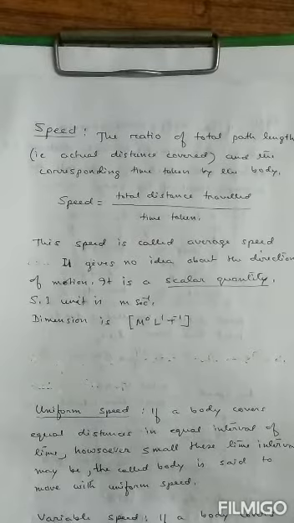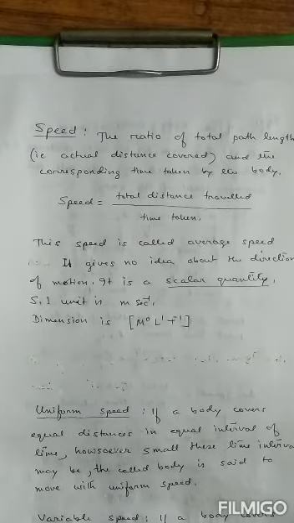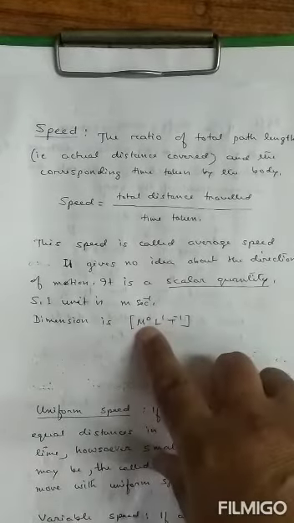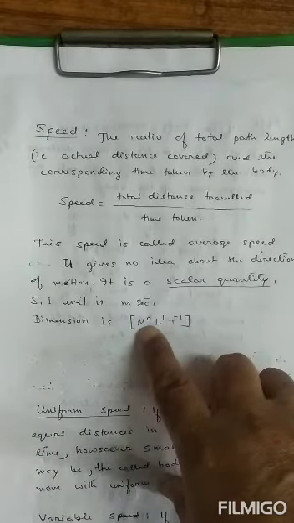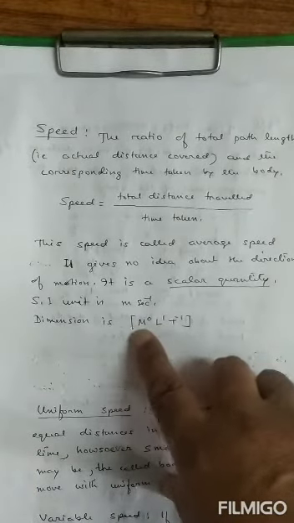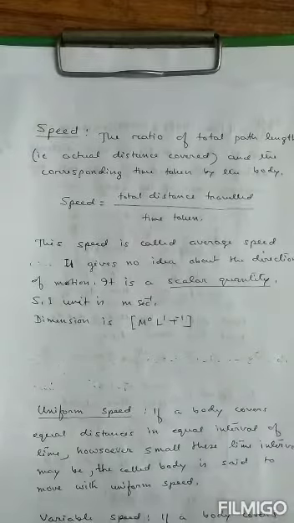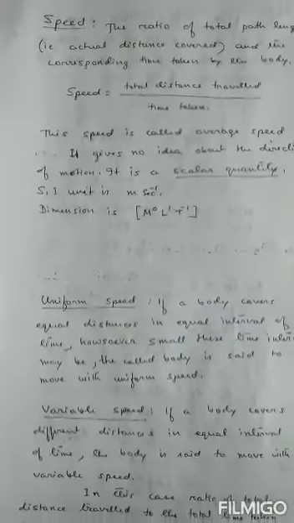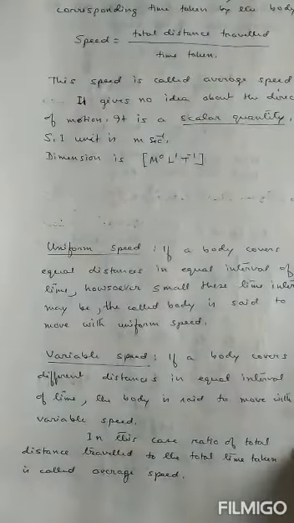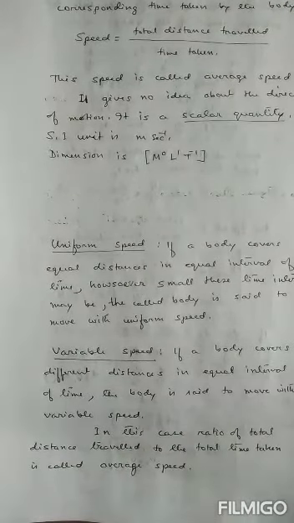That means during the derivation of speed, we do not require any mass. So, what is the dimension of speed? L1 T to the power minus 1. We already discussed speed in our class 9 chapter.